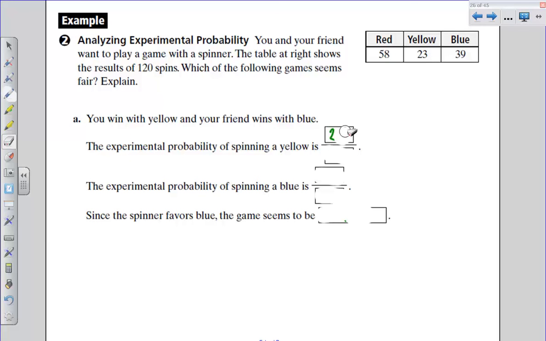So the experimental probability of spinning a yellow is going to be a numerator of 23. And to find the denominator, remember our denominator is the total number of trials. So actually it tells us up here, 120. If it didn't tell us 120 times, then we would have to add up our different numbers. So I would add up 58, 23, and 39. When I do that, I'm going to end up with 120.